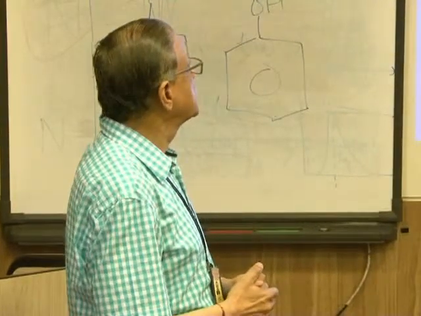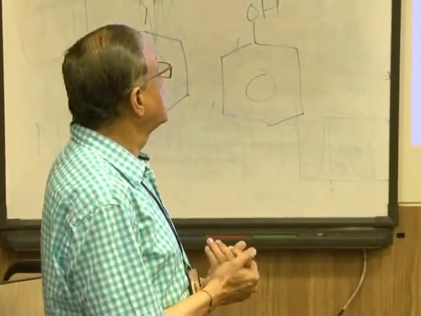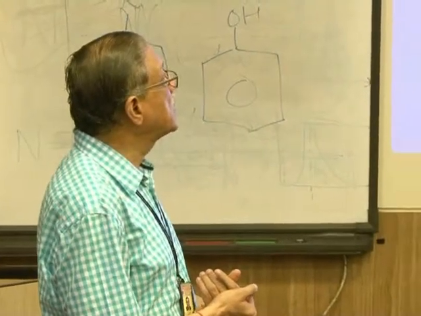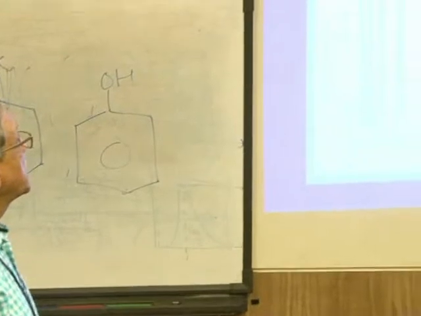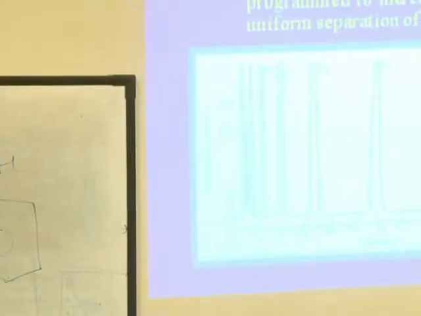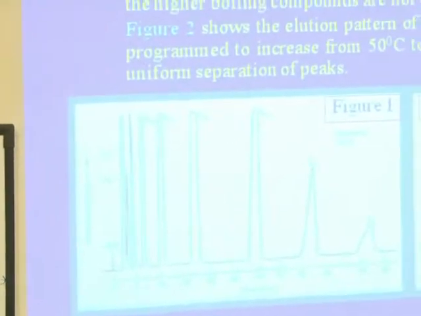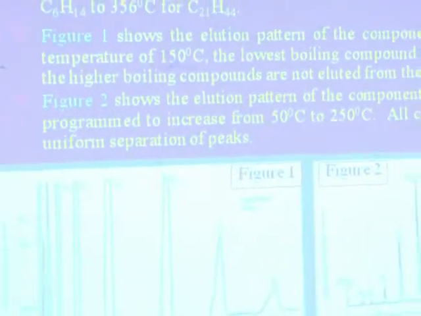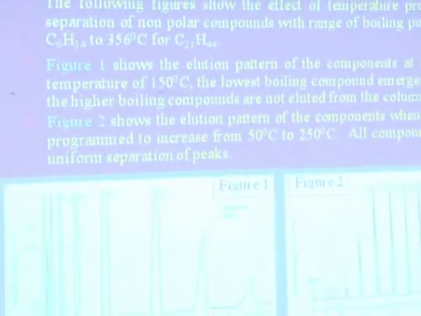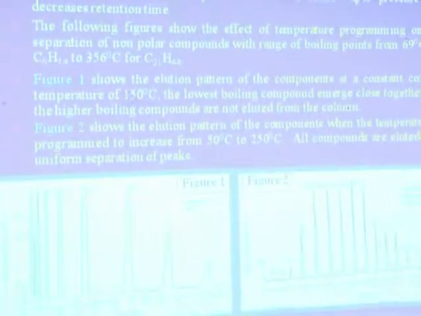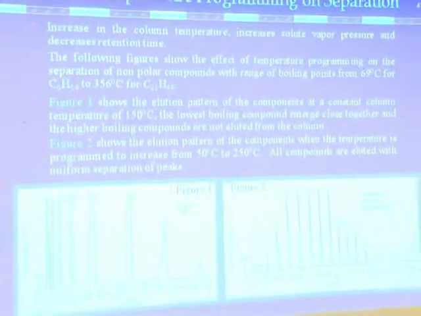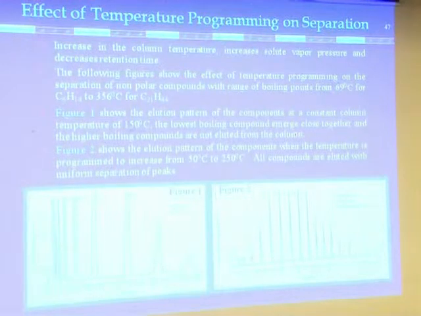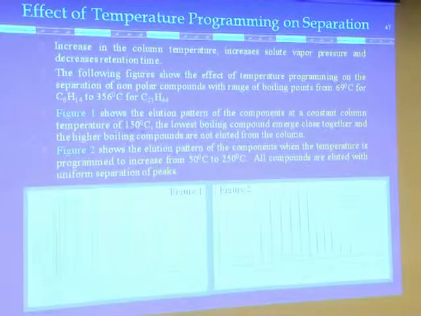Next. Yes. See here. Now figure 1 shows the elution pattern of the components at a constant column temperature of 150 degrees Celsius. The lowest boiling compounds emerge close together. They are not separated. And the higher boiling compounds are not eluted from the column, as I said, with two solute examples.